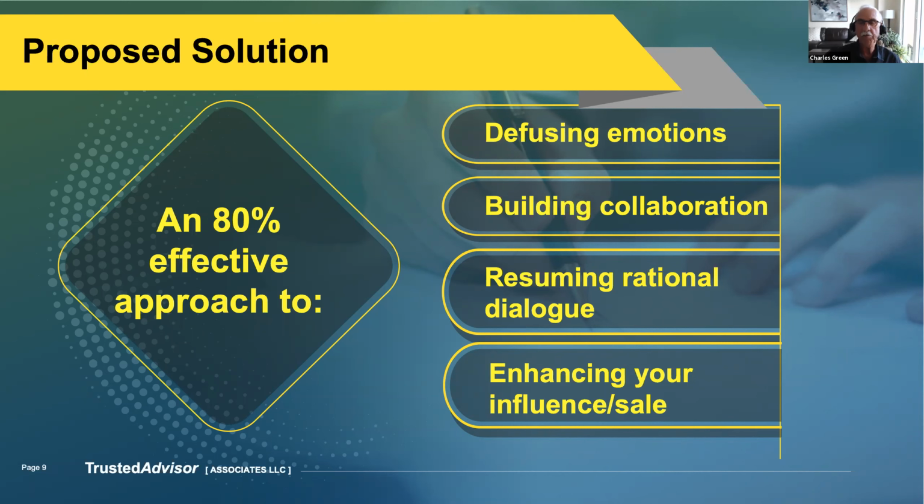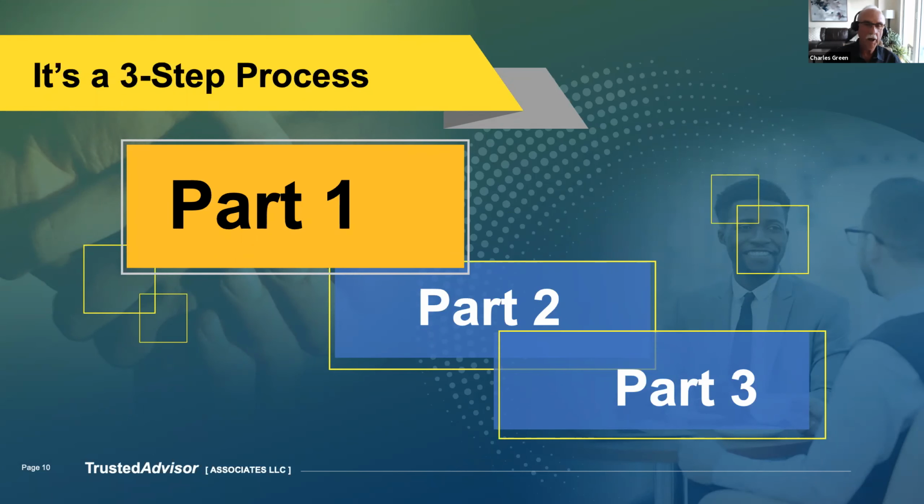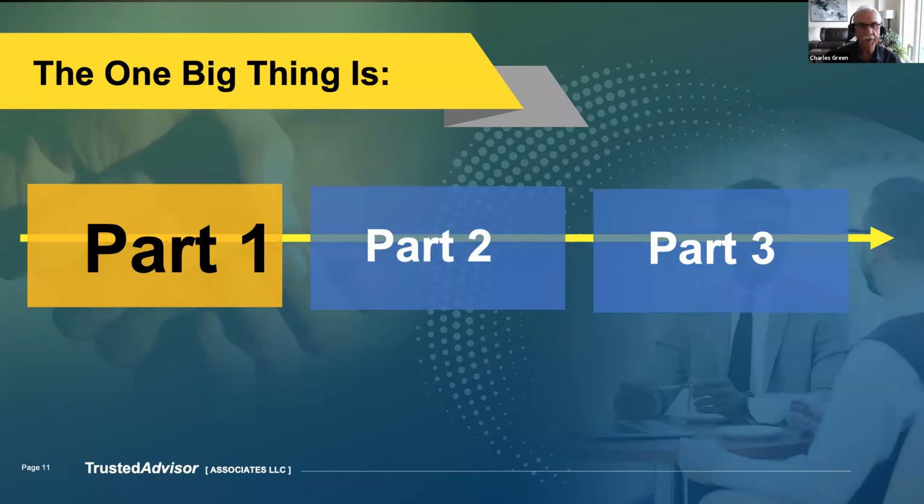You start out by diffusing emotions. You build collaboration. That allows you to resume a rational dialogue. And the end result is that you enhance your ability to influence and/or get the sale. We'll dive into what that means in particular. It's basically a three-step process I'm about to share with you. And with one exception, it's not quite as clear as that would sound. When we say three parts, that's for purposes of explaining.